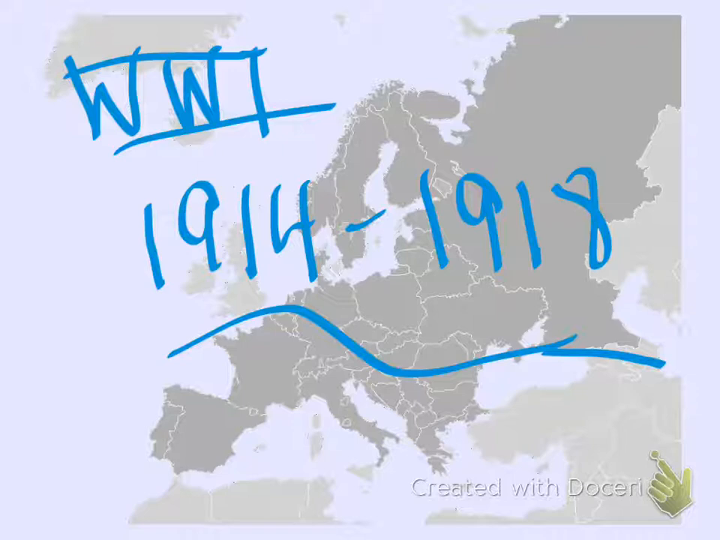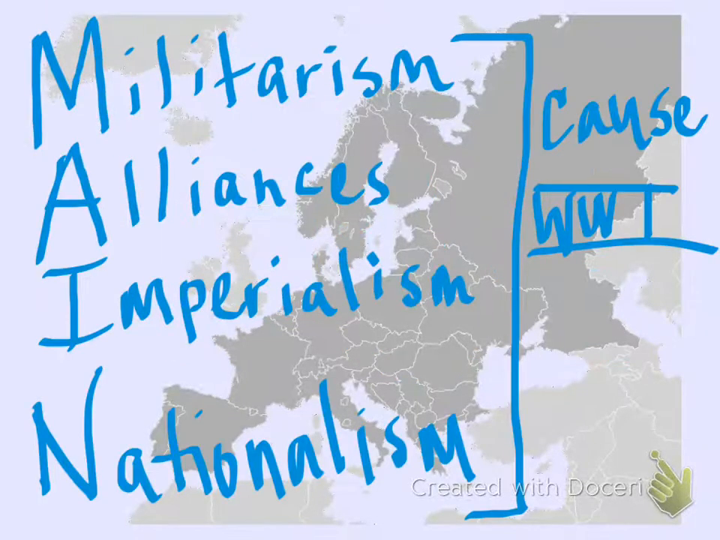You ready? World War I, 1914 to 1918. Remember, there's four main ideas in World War I: militarism, alliances, imperialism, and nationalism. All four of these things are causes of World War I.